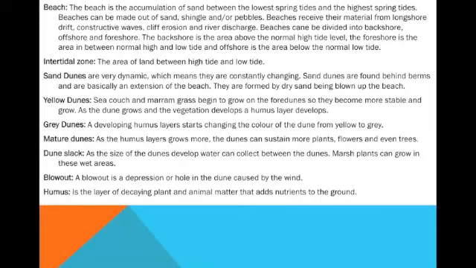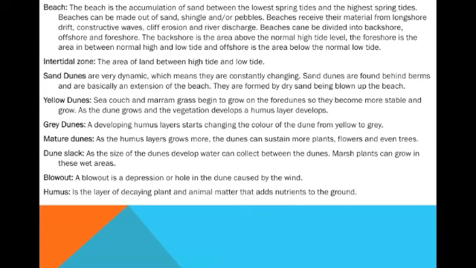So this is part 2, beaches and sand dunes. Beach, well, what is that? Well, it's the accumulation of sand between the lowest spring tides and the highest spring tides. Beaches can be made out of sand, shingle, and or even pebbles. Beaches receive their material from longshore drift, constructive waves, cliff erosion, and river discharge.